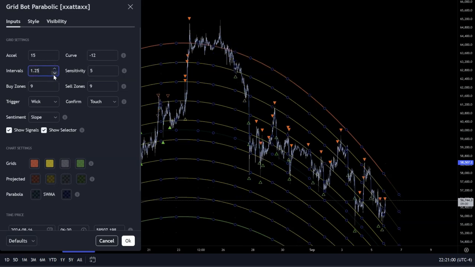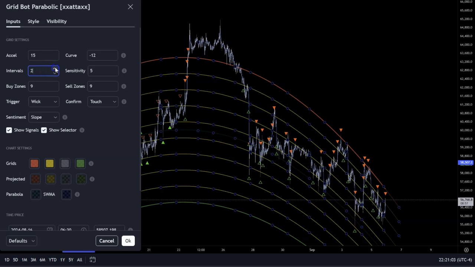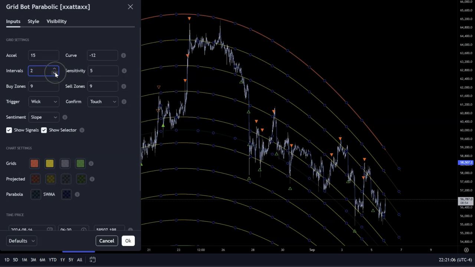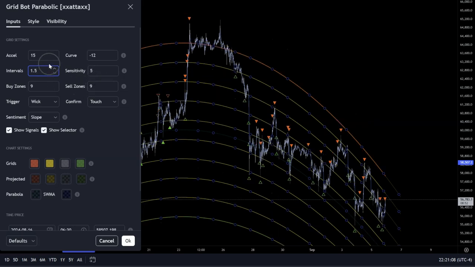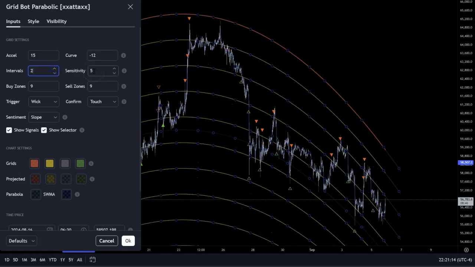Some markets require a narrow grid spacing and some require a larger grid spacing. This is self-explanatory. The sensitivity we'll go over in another video, but for now you can know that the sensitivity is sometimes needed when switching between assets. The shape of price being 60,000 is a lot different, and sometimes you'll need a higher sensitivity than you would if the price were 1 cent or 10 cents for a lower cost asset. The buy zones and sell zones, we'll keep these at 9 for now. That's in advanced settings, and we'll go over that at another point.